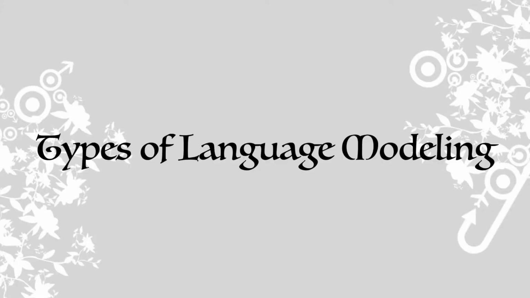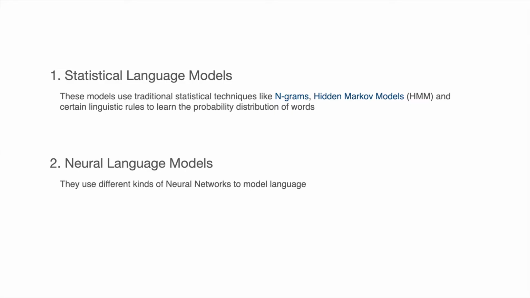Types of language modeling. In the earlier tutorial, we had seen two types of language models, and we had also seen the statistical language models, specifically the N-gram. In this tutorial, we will focus more on the neural language models.